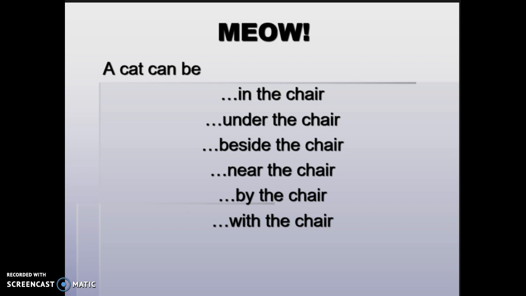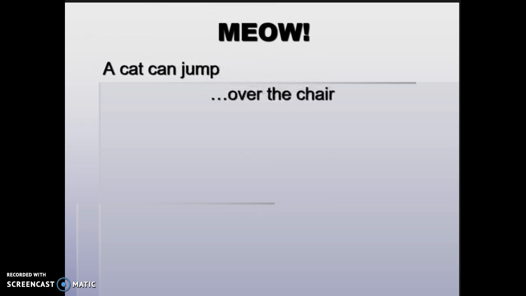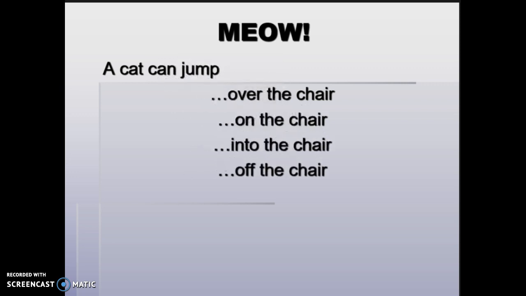Well, what other things can a cat do? A cat can jump over the chair. It's a very nimble cat. It can jump on the chair, into the chair, from the chair, off the chair, excuse me, from the chair. So these are all showing those actions or movements that we discussed a couple of minutes ago.